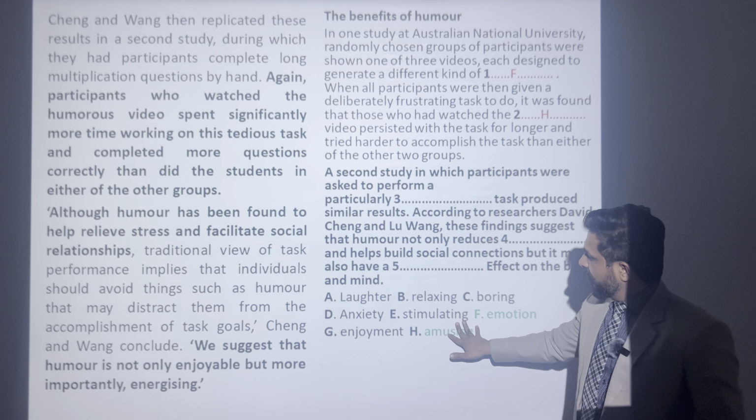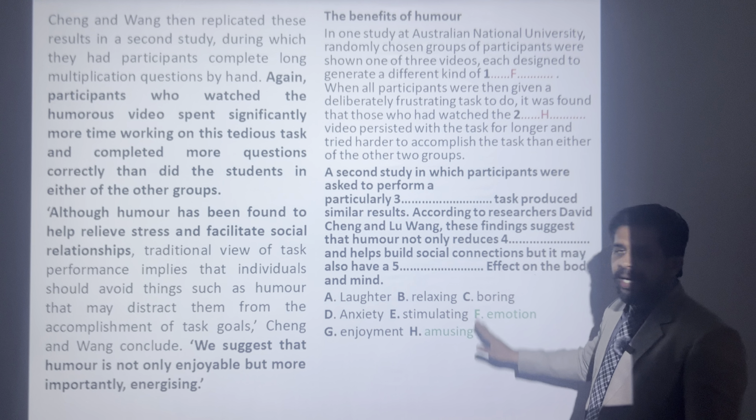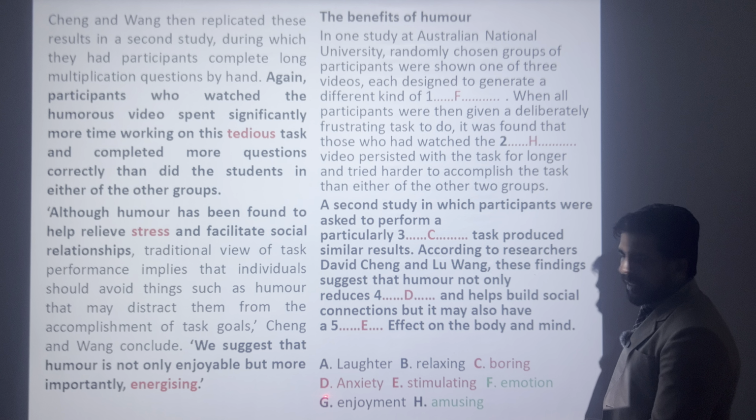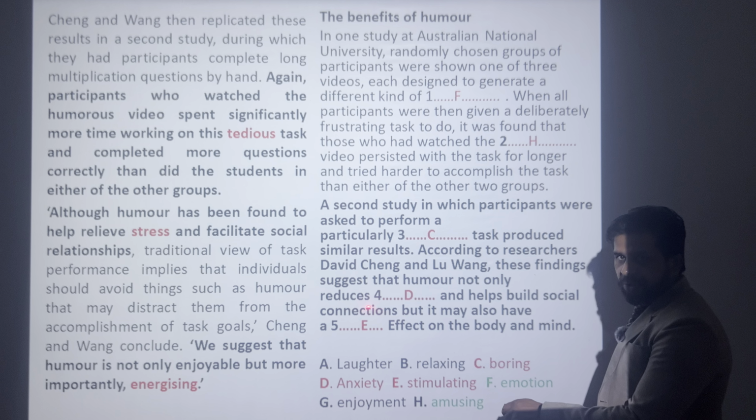So finally, these are our right answers, right in front of you. For third, we will go with boring task, that was tedious task. Then for fourth, we will go with stress, anxiety, it reduces anxiety. And finally, what kind of effect does it have on our body and mind? That is stimulating. This is how we find all the answers that are available in our options, and we have to make that connection with the corresponding text.